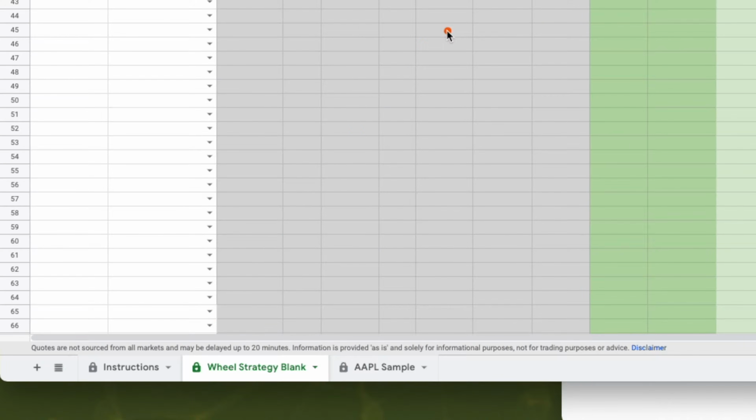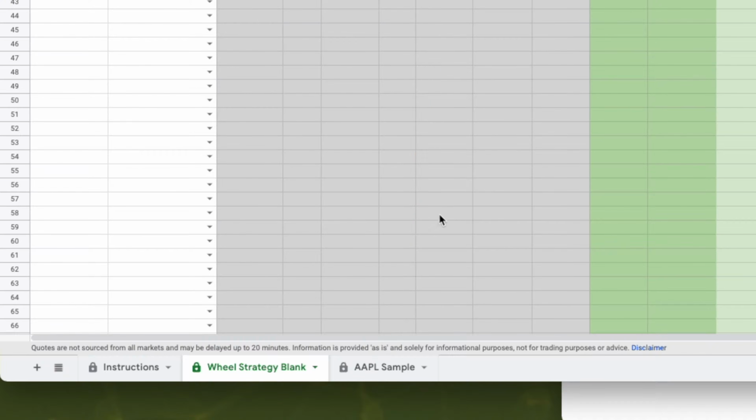One of the nice things about the spreadsheets that I design is that I leave them completely customizable to you. So it's important that you don't mess up the functions. For that reason, I've got a couple of different locked files down at the bottom. There's 3 different tabs: an instructions tab, a wheel strategy blank, and an Apple sample.